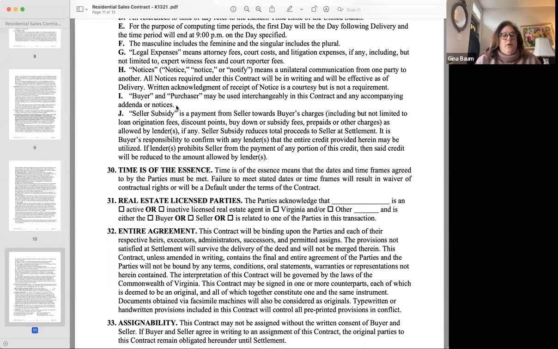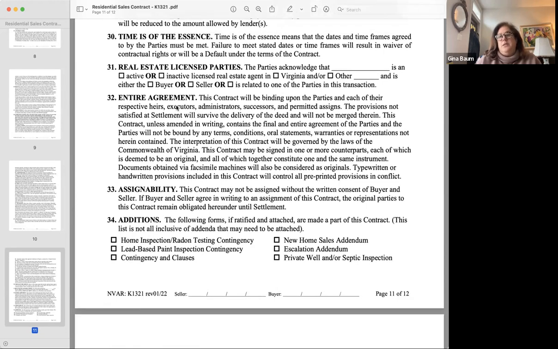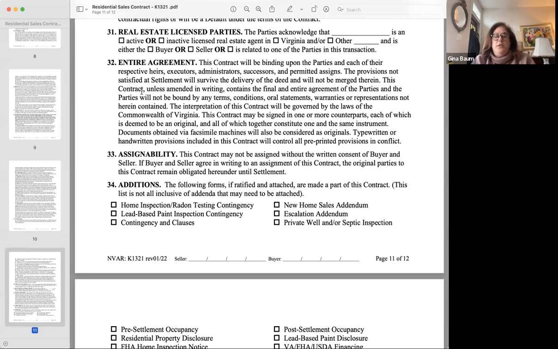Time is of the essence, paragraph 30. Time is of the essence just means that we need to follow all of the timelines in the contract. Okay, so if there are things that say, you know, you have 3 days to review the condo association docs, then you have 3 days to review the condo association docs. Paragraph 31 is to disclose if any of the parties to the sale are in real estate. The parties acknowledge that Gina Baum is an active or inactive real estate agent in Virginia and is either the buyer or the seller or related to one of the parties in the transaction.